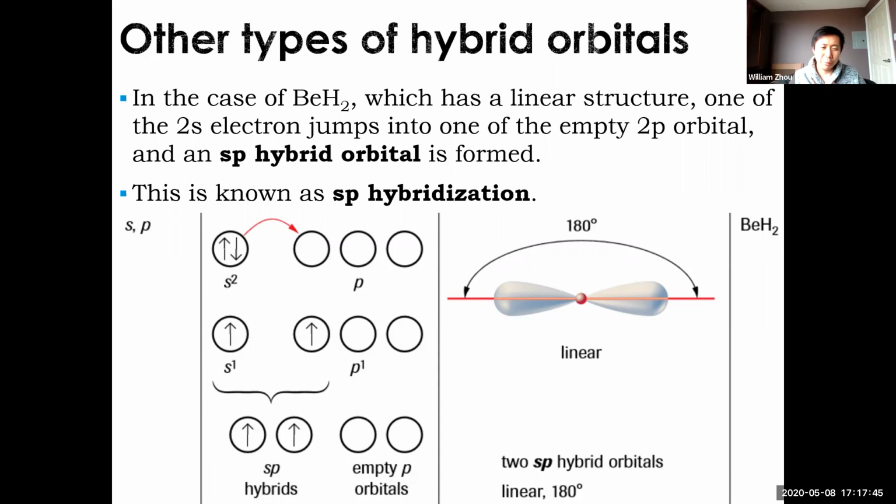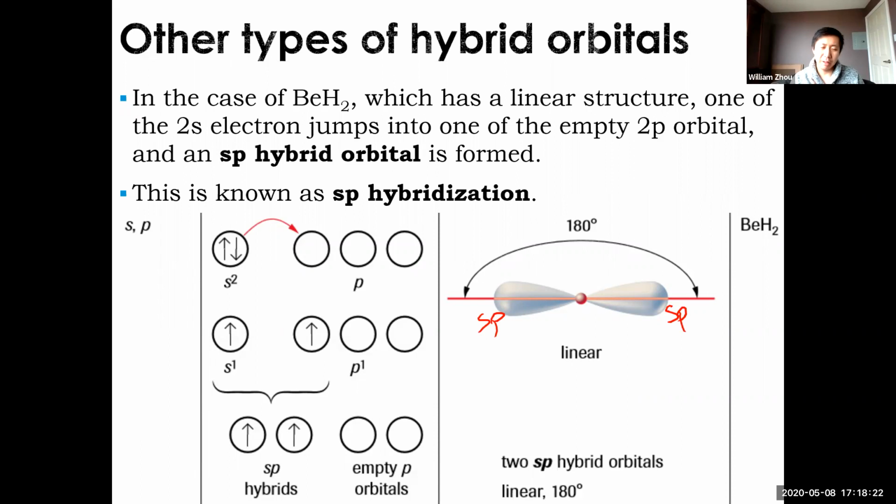An electron will be promoted from the s into the p, so now you have s1, p1. And then those 2 orbitals with the single electron will come together and hybridize into sp hybrid orbitals. Again, same energy, same shape. So in the picture on the right, that is not a single p orbital. A p orbital has 2 lobes, but no, that represents 2 different orbitals, and both of these orbitals will be sp hybrid orbitals. So that's 2 orbitals, not 1.